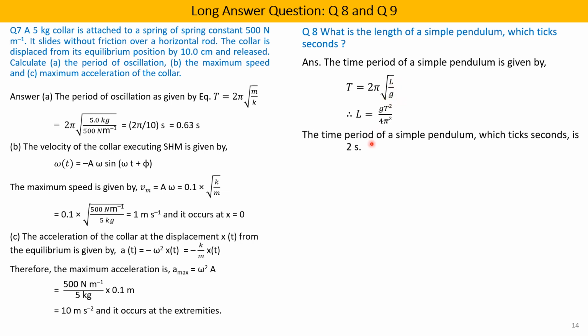Therefore, for a simple pendulum with a time period of 2 seconds, g is equal to 9.8 meters per second square and T is equal to 2 seconds, the given values, and substituting, we get length L equal to 1 meter. Here we have to remember that g is 9.8 meters per second square and T is equal to 2 seconds.